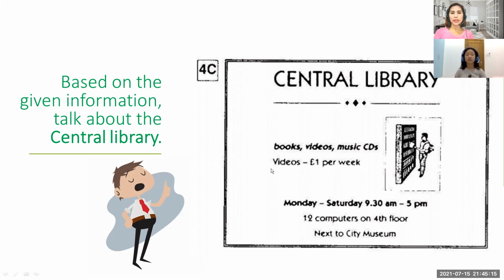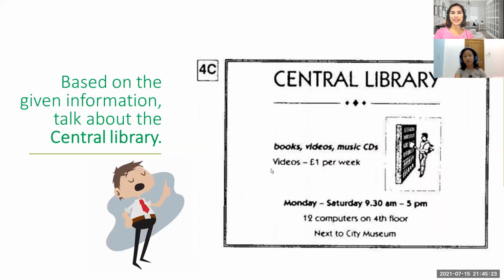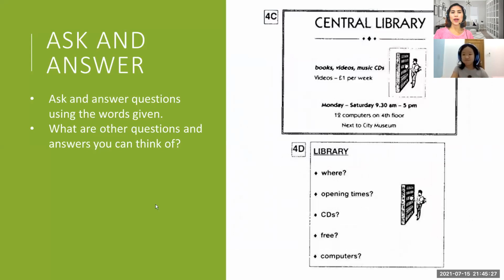And so we're done. So let's review. We learned how to make questions, not just one, but two. So what should we remember? Remember to find words that are synonym or the same meaning so we can make another question. And you can always see the clues on the prompt card. Where? Next to the museum. Opening times. Here. CDs. Okay, so it means they offer them free. Or if you don't find synonym, find something opposite. Opposite of free is paid. Or you have to pay.